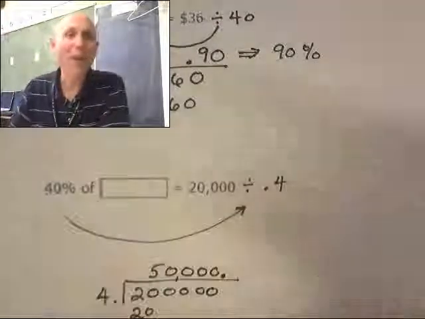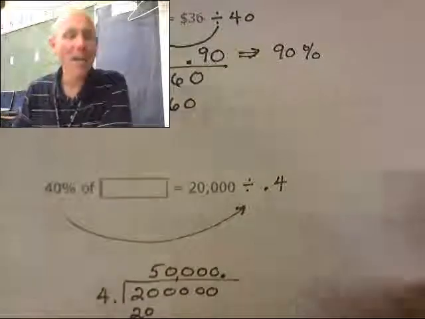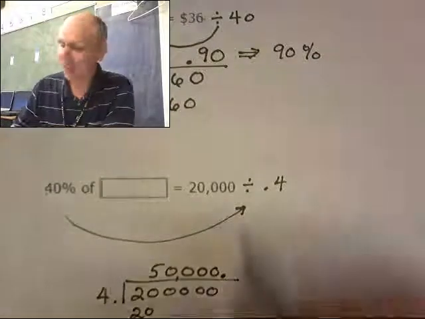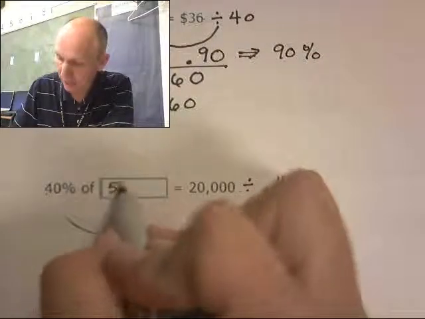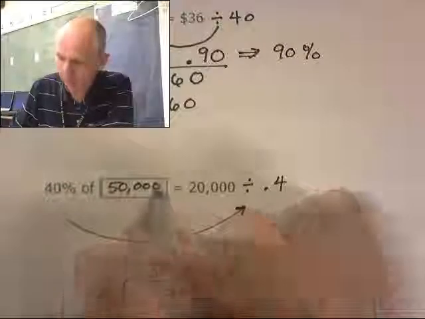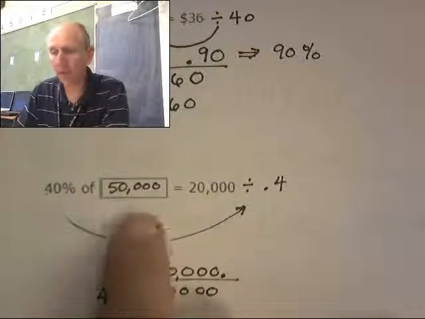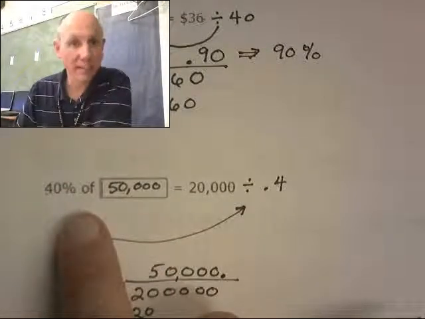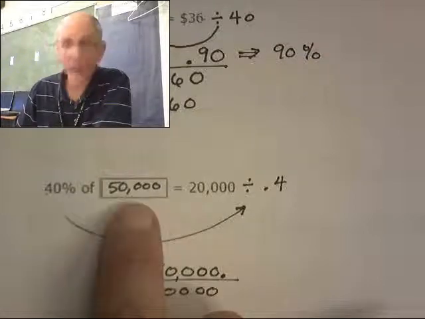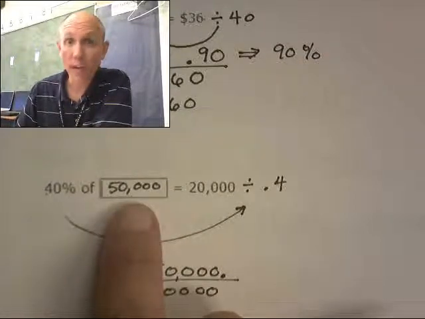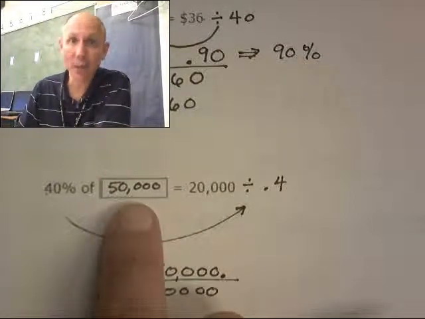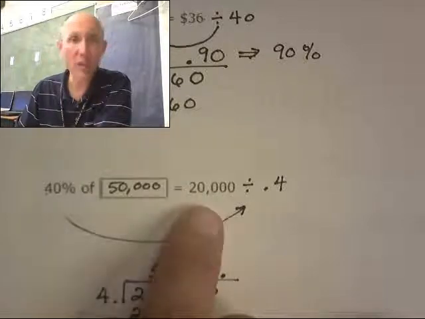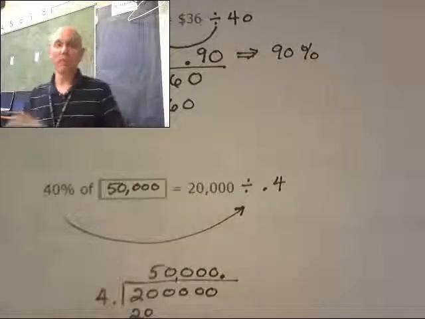Okay, I know. I totally just paused there, didn't I? I'm just making sure this makes sense. Let's see if it works. 40% of 50,000. Well, 40% should be less than half, right? What's half of 50,000? 25,000. So I should be less than 25,000, and 20,000 is. That seems reasonable to me.